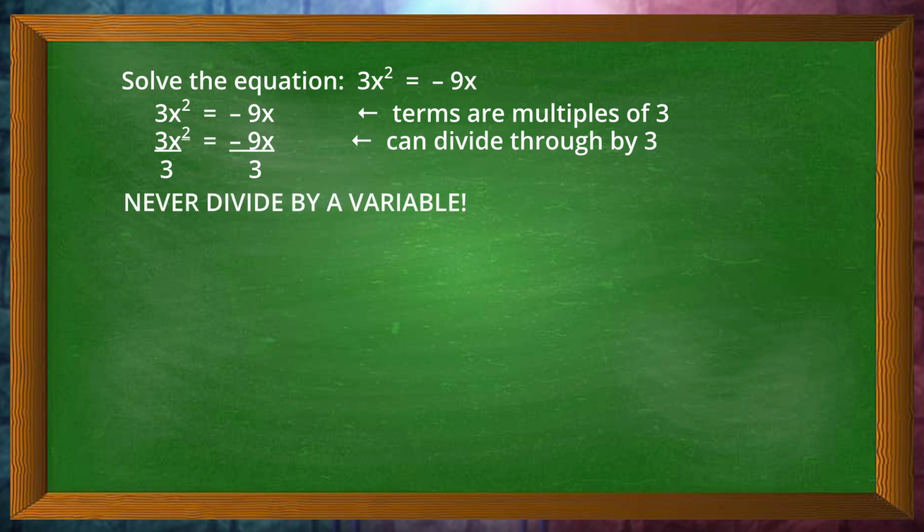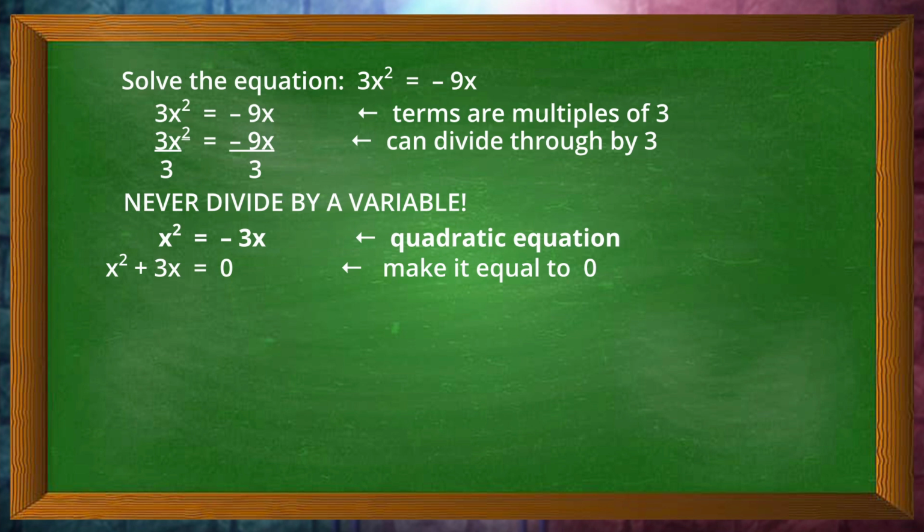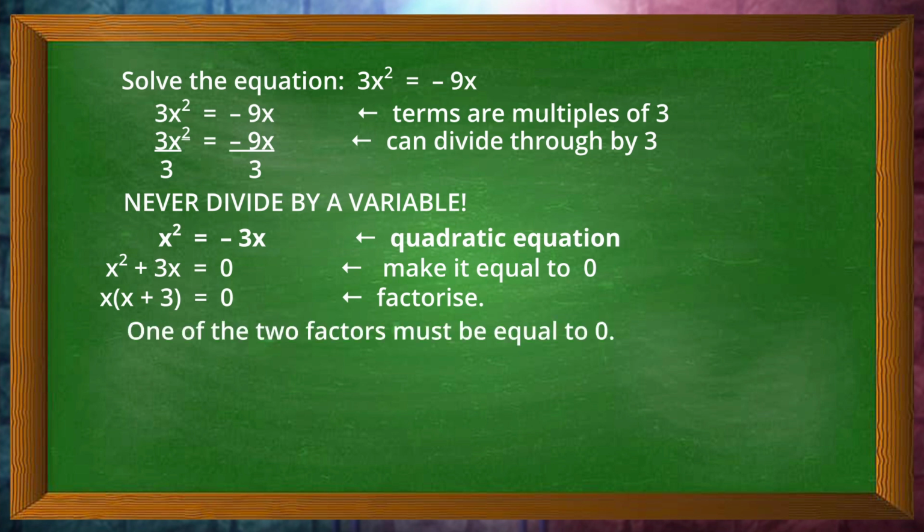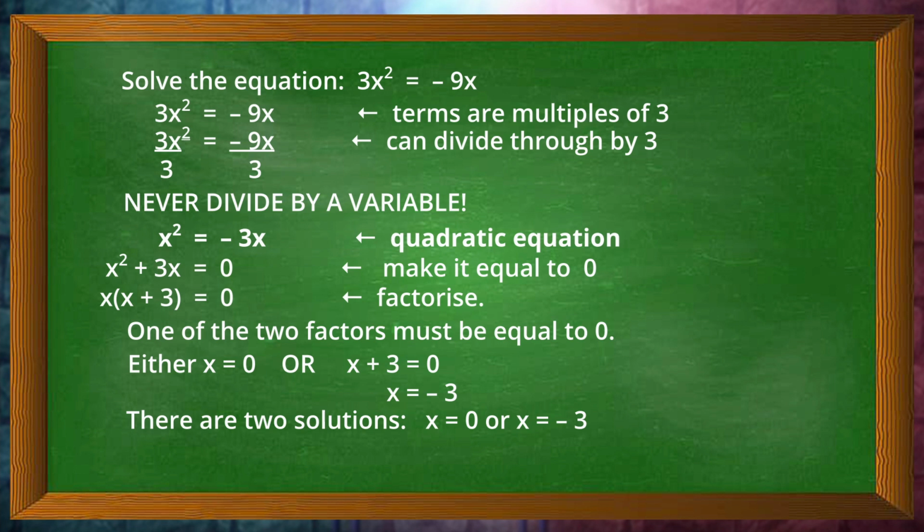Remember, never divide by a variable because it might have the value 0. Make the equation equal to 0 and take out the common factor of x. You now have two factors. One of them must be equal to 0. This leads to the two solutions: x is equal to 0 or x is equal to minus 3. If you did not divide by 3, you would end up with the same solutions.